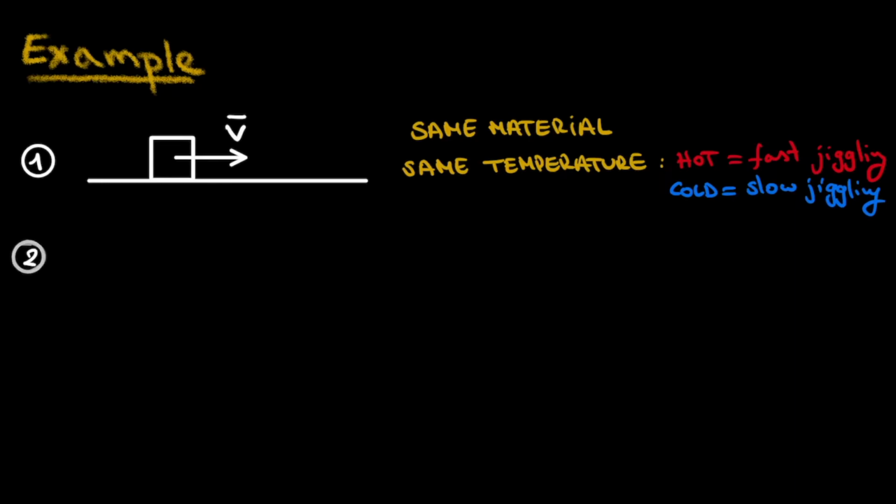Now intuitively, of course, we know what will happen. Due to the force of friction between the surface of the object and the ground, the object will be slowing down and come to a halt at a specific moment.